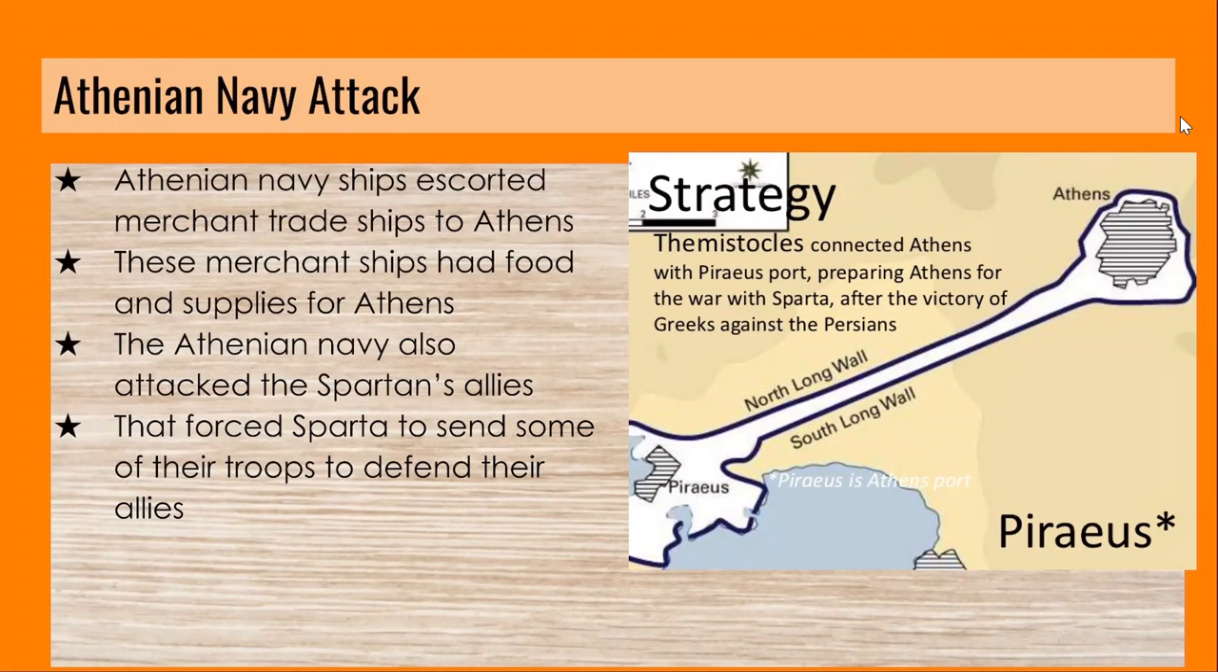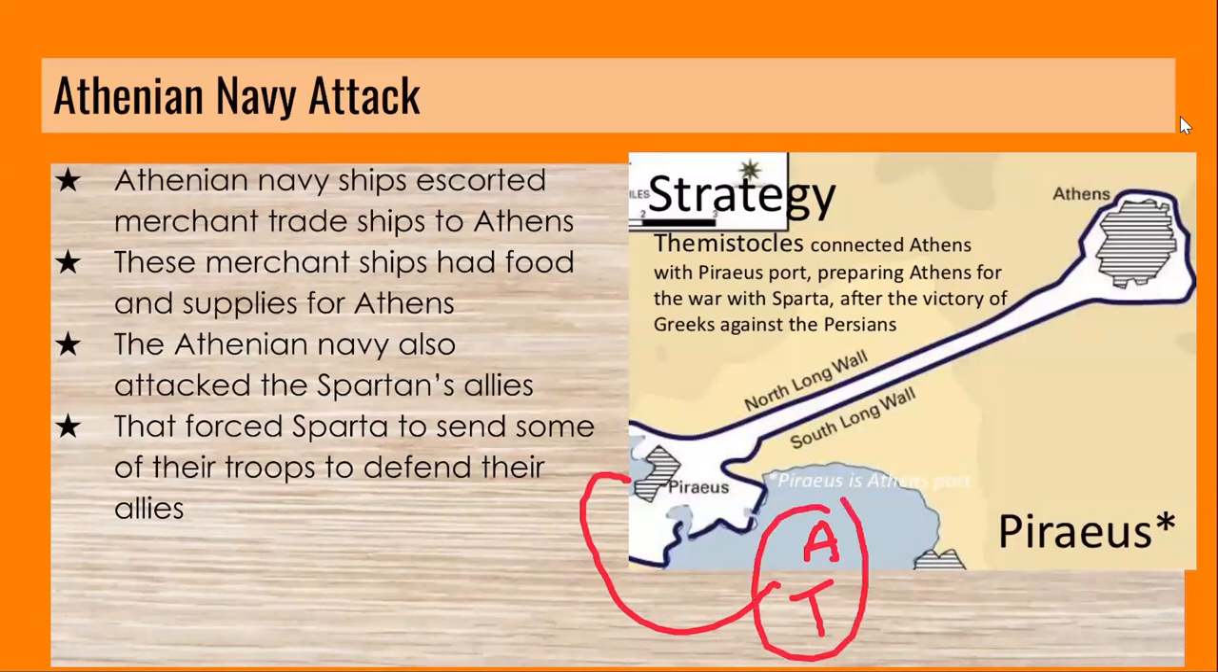All right. We have our Athenian ships. I'm going to put an A in the ocean. They are taking any trade ships. All right. They're helping these trade ships, and that's what the T is, get to that port access point. All right. They're kind of buddying up and doing it together. These merchant ships, the T ships, had food and supplies for Athens. The Athenian Navy also attacked the Spartan allies.